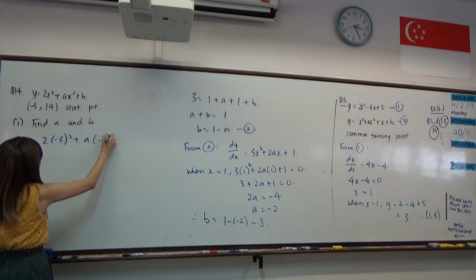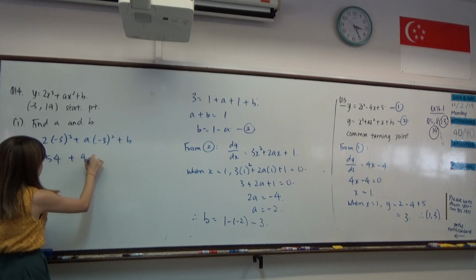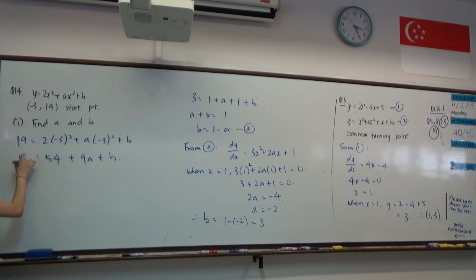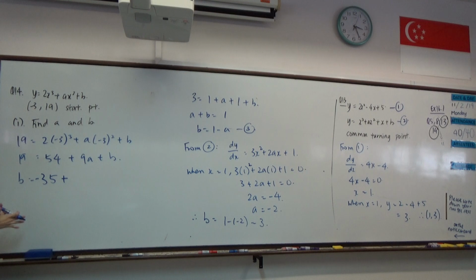One equation. What's the value? 27 times 2 is 54. 54 plus 9a plus b. b is equal to 90 minus 54 is what? 35. Ah, sorry? 35. Negative 35, right? You know what? So I don't need to continue.